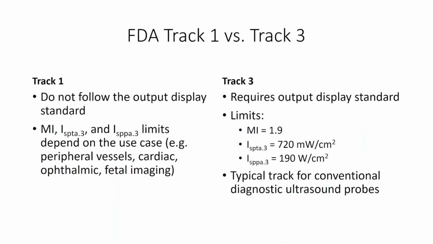Finally, in terms of FDA submissions, the FDA offers two tracks, track 1 and track 3, where track 2 no longer exists, and that's a historic anomaly. Track 1 does not require the output display standard, and instead it has specific MI, ISPTA, and ISPPA, which is pulsed average intensity, limits for each of these parameters, which depend on the use case. So, for instance, peripheral vessel imaging, ophthalmic imaging, fetal imaging with, say, fetal Doppler monitors, things that are much more straightforward, that aren't as versatile, that have fewer modes, could go under the FDA track 1.